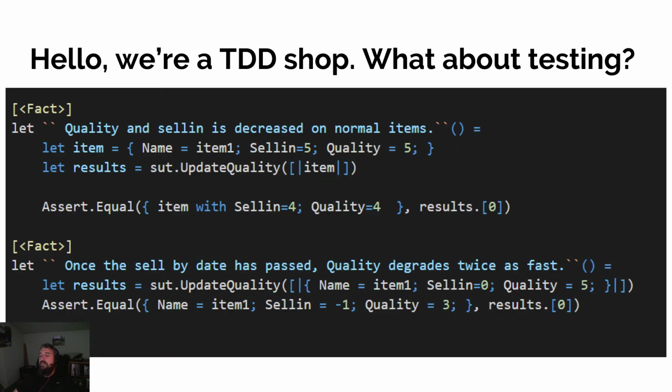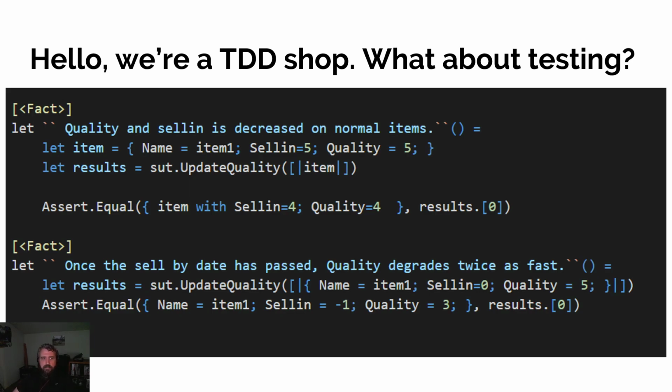And then let's talk about TDD. What about testing? One of the things that you can do, take a look, see at that function name. I've got an example in a couple of XUnit tests here, but see that function name. That looks an awful lot like a requirement. F# doesn't have the requirement to have a single name with no spaces. You can actually have full names for your functions depending on what they are. So in this case, I've named the function quality and sell-in is decreased on normal items.